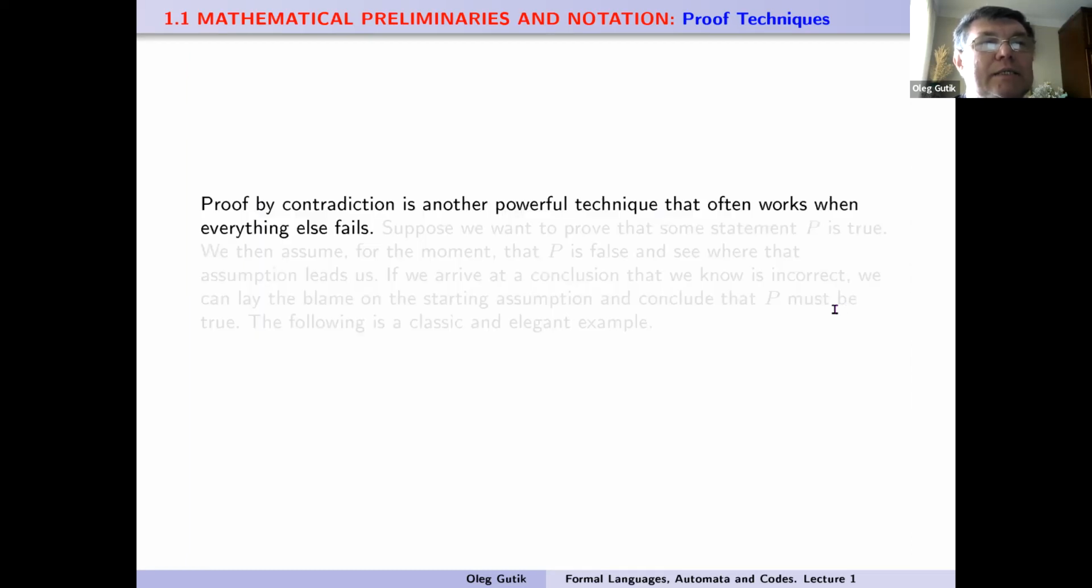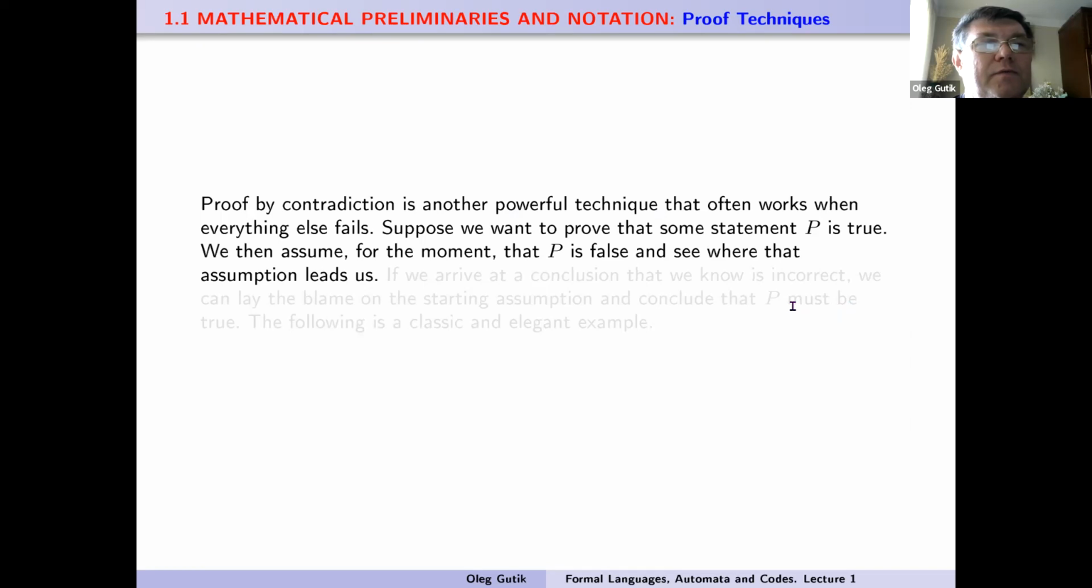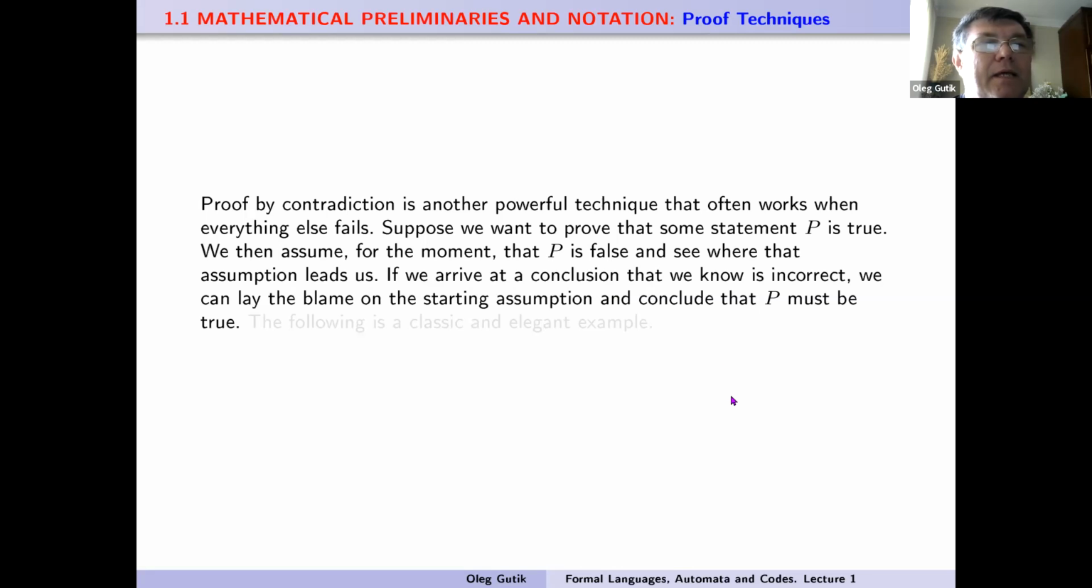Proof by contradiction is another powerful technique that often works when everything else fails. Suppose we want to prove that some statement P is true. We then assume for the moment that P is false and see where that assumption leads us. If we arrive at a conclusion that we know is incorrect, we can lay the blame on the starting assumption and conclude that the statement P must be true. The following is a classic and elegant example.